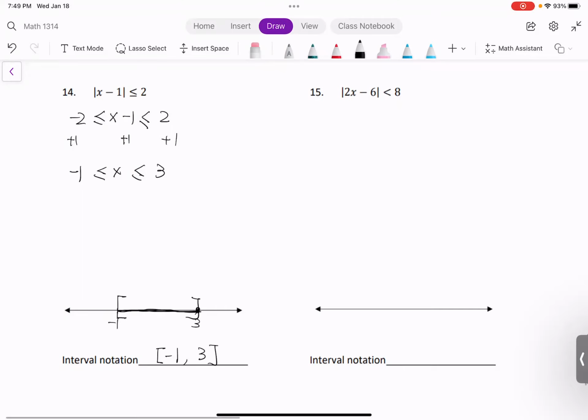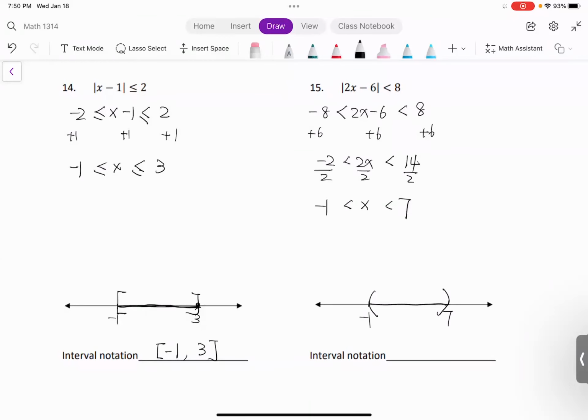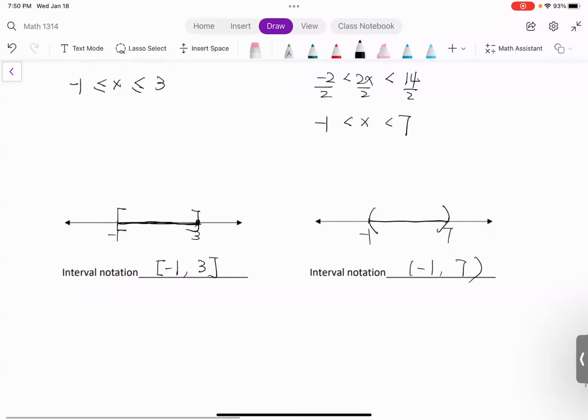Let's see the next inequality. 2x minus 6 is between -8 and 8. Solve for x, add 6. 2x is between -2 and 14. Divided by 2, x is between -1 and 7. So on the number line, -1 here, +7 is here. Use parentheses because -1 and 7 are not included. Highlight the number line between them. The interval notation is -1, 7, in parentheses.